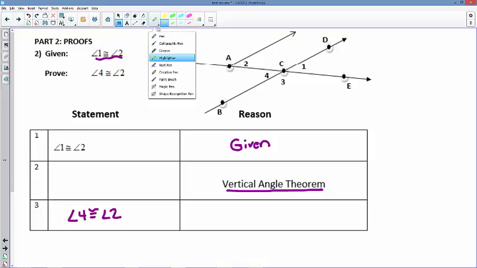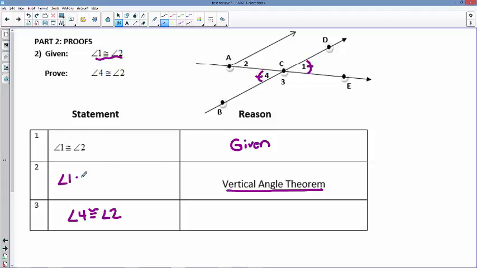Okay, well, there's lots of vertical angles in this picture, but we're dealing with angle 1, 2, and 4, right? So I'm looking for something that involves 1, 2, and 4. Well, there's no vertical angles there to that one. So it must be in this group here. And the only two vertical angles that are named are 1 and 4. There they are. And we're actually going to mark them congruent in the diagram. So that means angle 1 is congruent to angle 4.